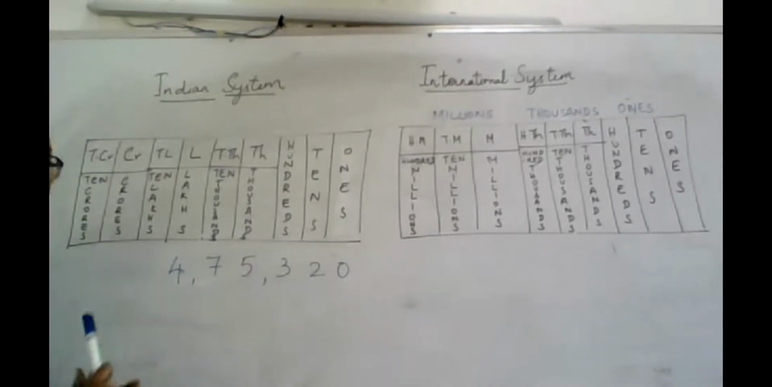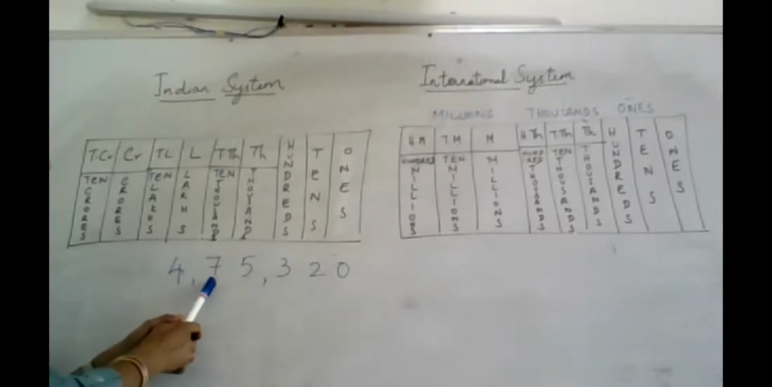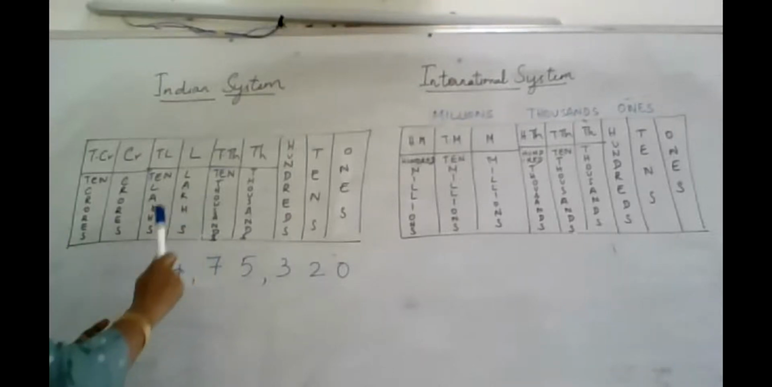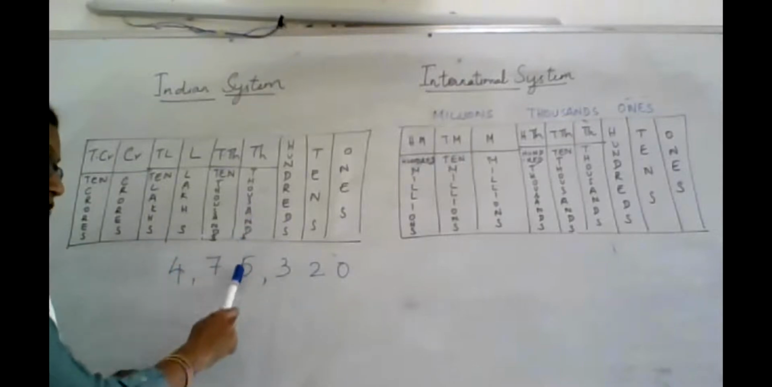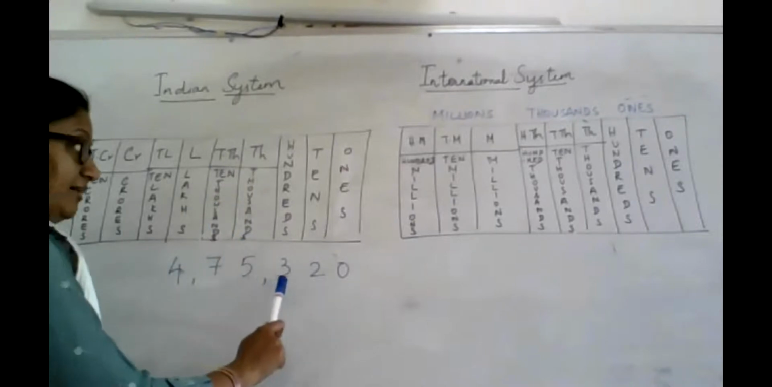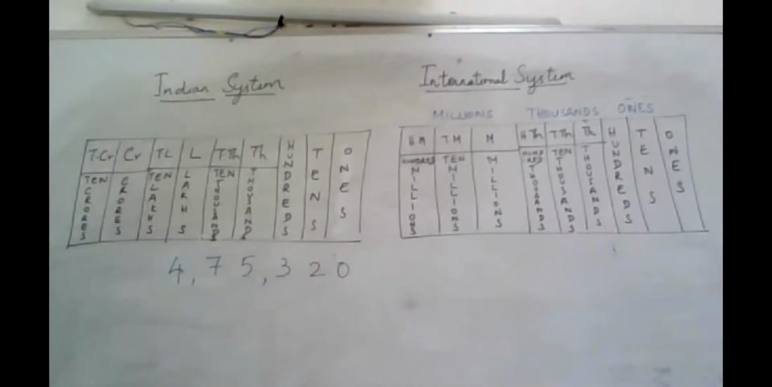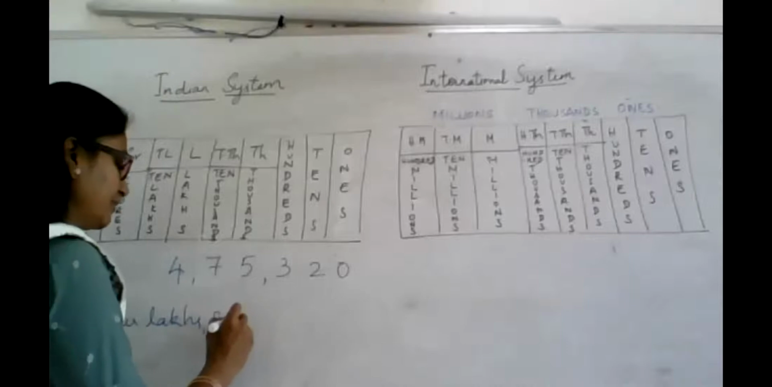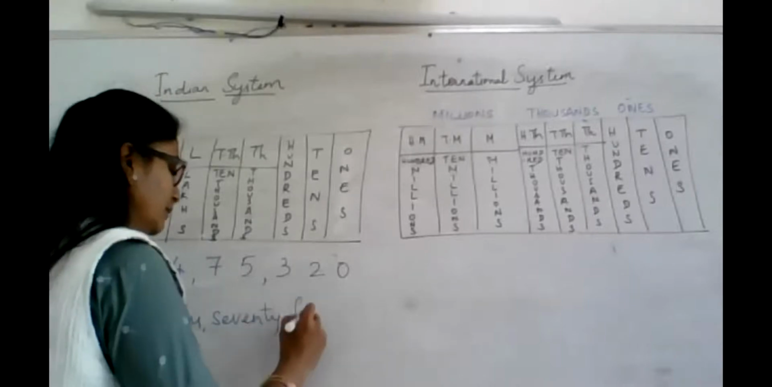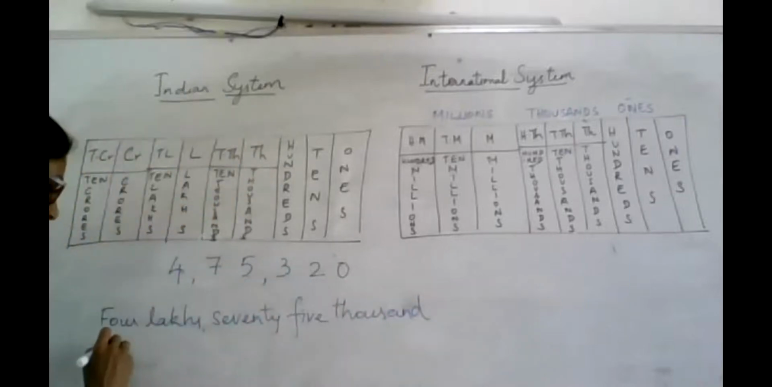So how am I going to read this number? This is 4 in the lakhs place, so 4 lakhs. I have 7 in the 10,000s, so 70,000. You have 5 in the thousands, so 5,000. So 70 and 5, 75,000 totally. Then I have 3 hundreds, 2 tens and 0 ones. So this number will be read as 4 lakhs 75,000 320.